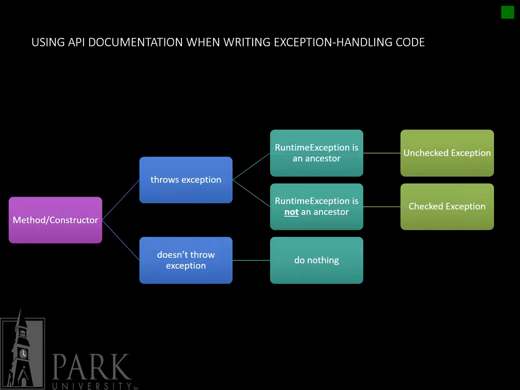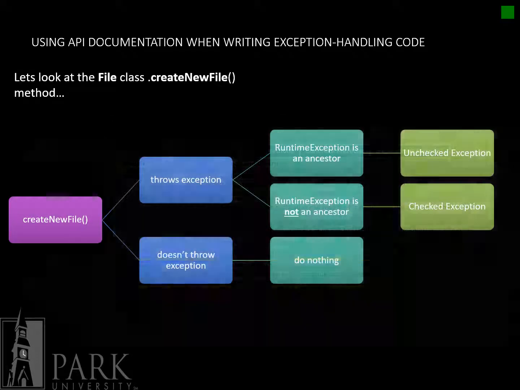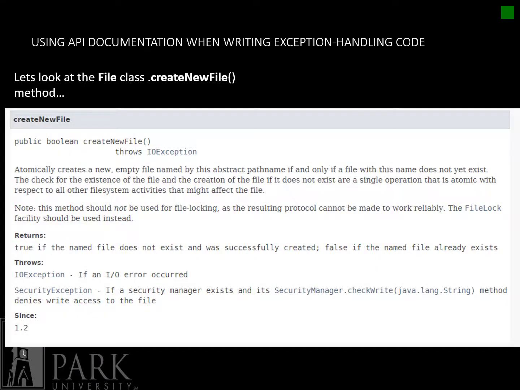So let's run through this process with an example. Let's use the create new file method in the file class. First, we pull up the java.io package and click on the file class. Once there, we navigate down to the create new file method and click on it. And from here, we can see that the create new file method throws an IO exception right here.